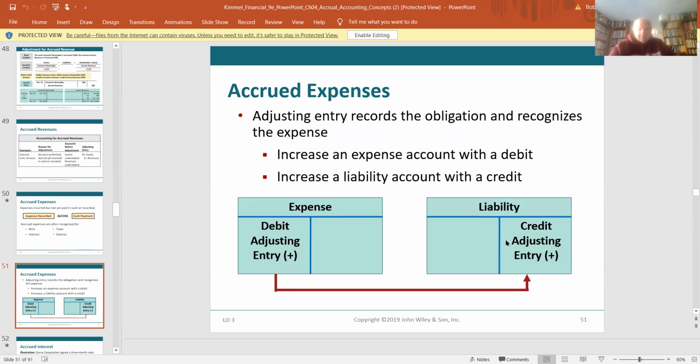Accrued entries, you're going to debit an expense and credit a liability. So think about that for a second. That's what an accrual is. It's the recognition of an expense that has not been recorded and setting up the commensurate liability. It's money we do have to pay in the future.